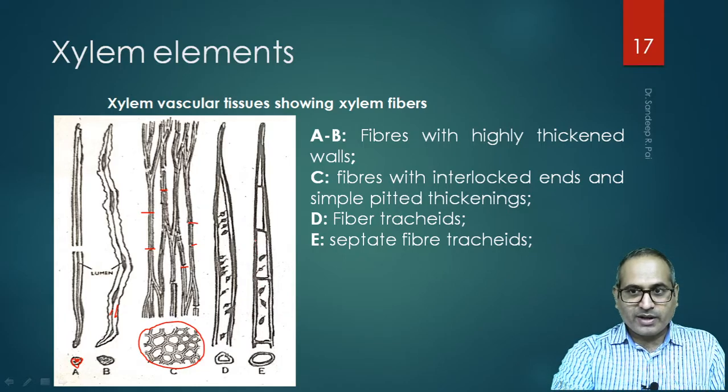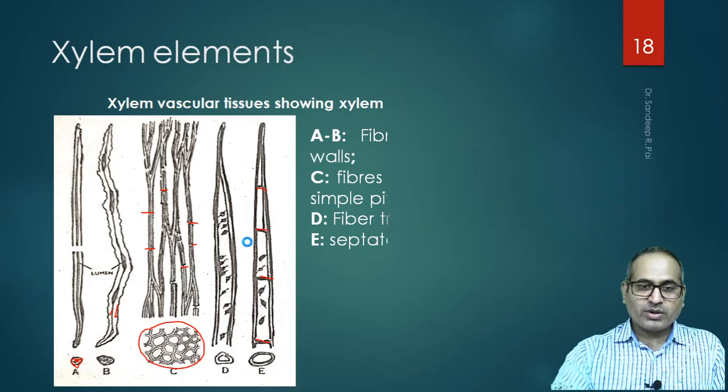D, fiber tracheids, can be seen over here, and E, septate fiber tracheids. You will see there are septa. Septa is a division in between the tracheids, which is not present in case of D. And in case of E, you will see septa, which will form a node and an internode.